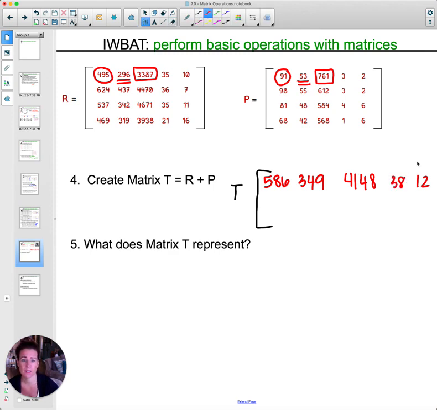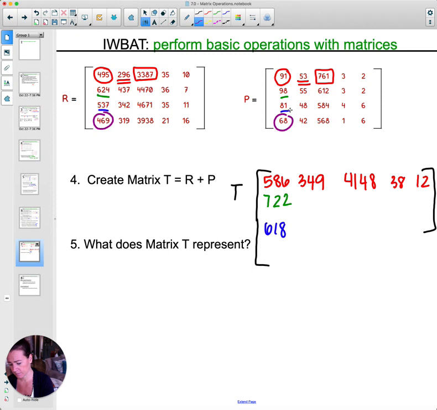When you add those corresponding elements together, you would do that for all 4 quarterbacks, right? So then you would go down to Brady and do 624 and 98 and get 722. So let's just do this first column here for everybody. So then we would do 537 and 81 and get 618, and then 469 and 68 to get 537. So you would go through it and add all the corresponding elements.